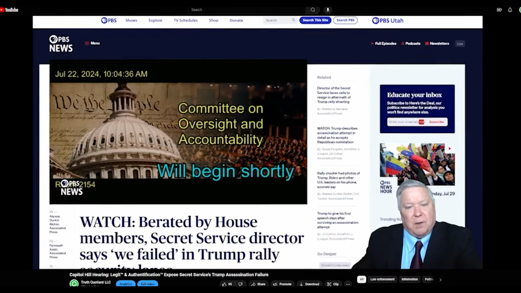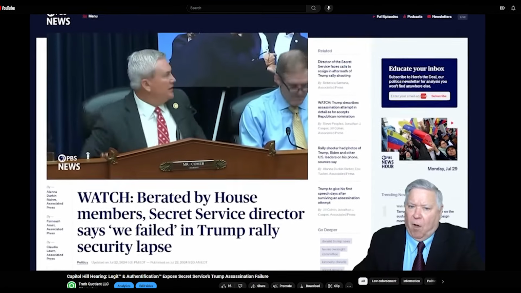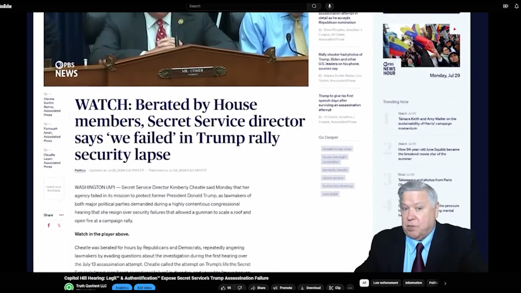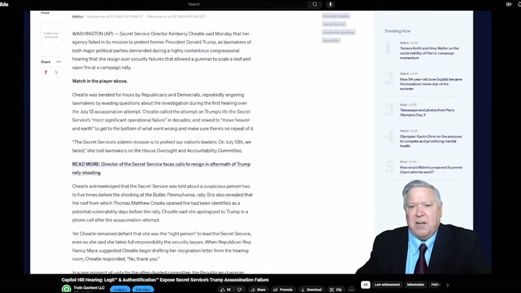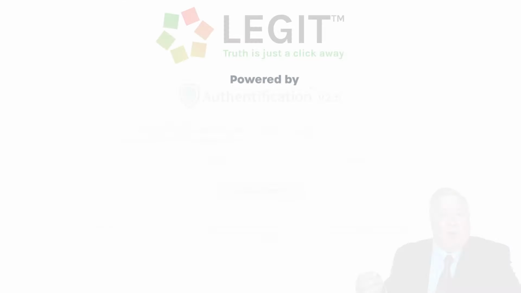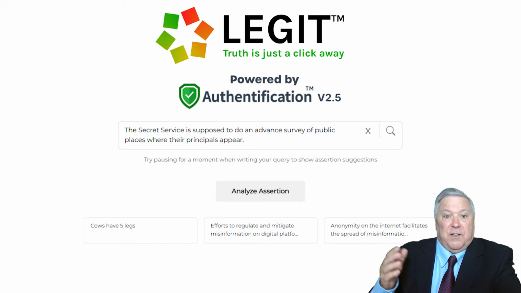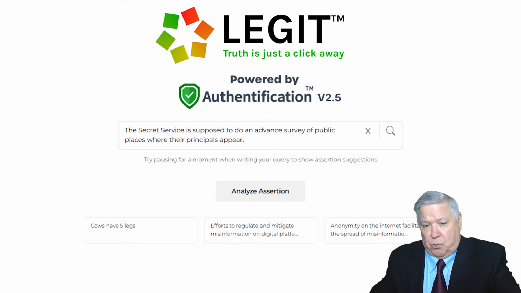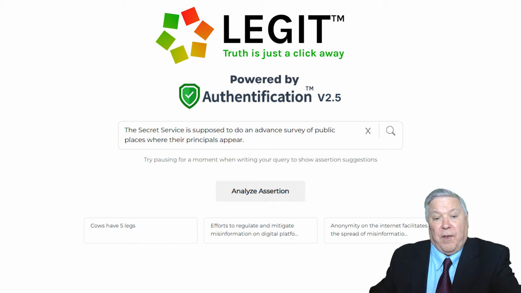You know, a few days ago, on July 22nd, a hearing was held on Capitol Hill involving the United States Secret Service and the assassination attempt on former President Trump. Let's start by typing in: The Secret Service is supposed to do an advanced survey of public places where their principals appear.